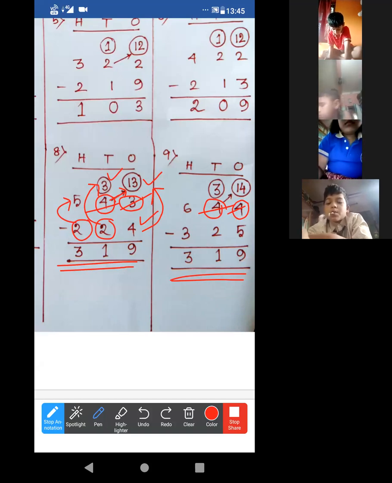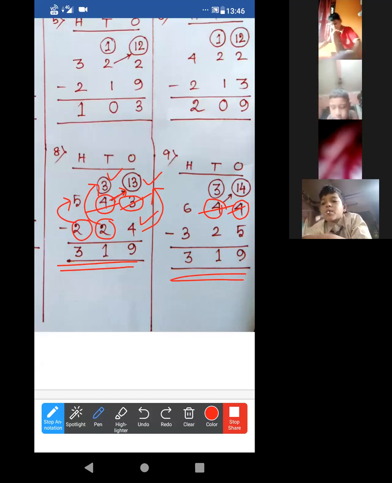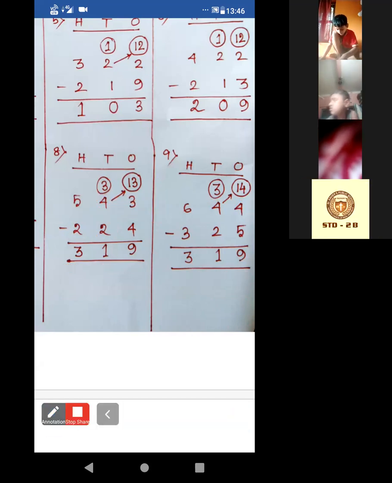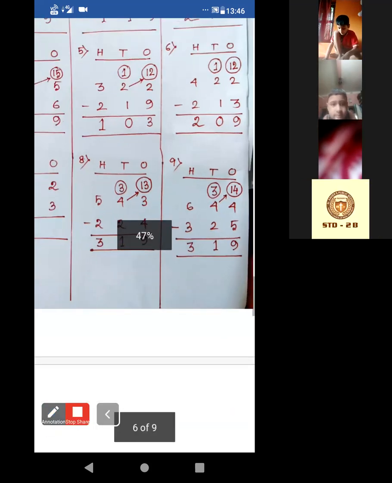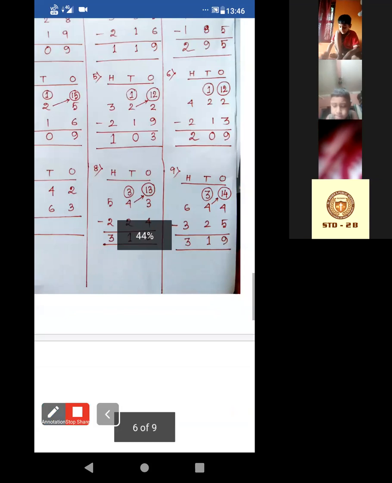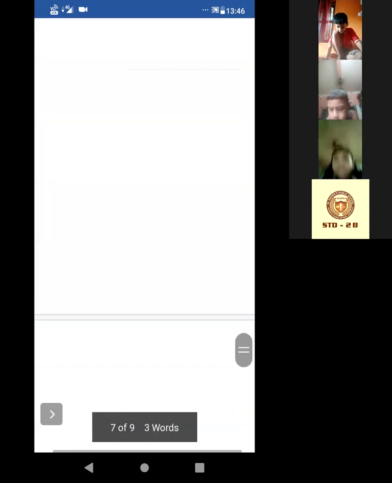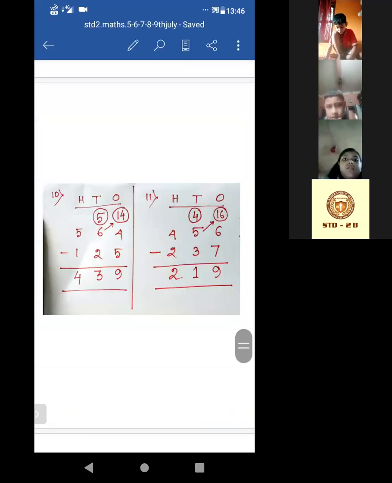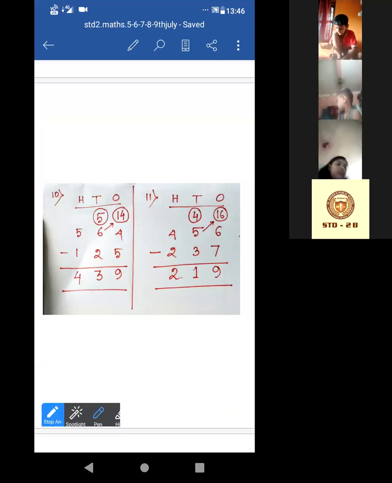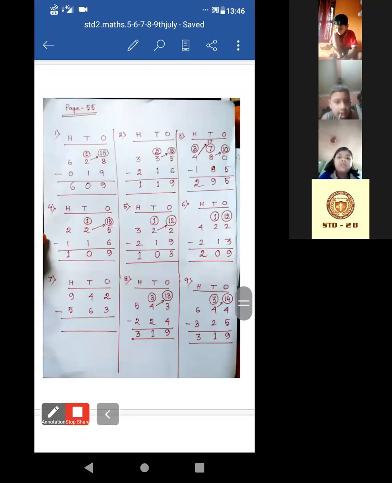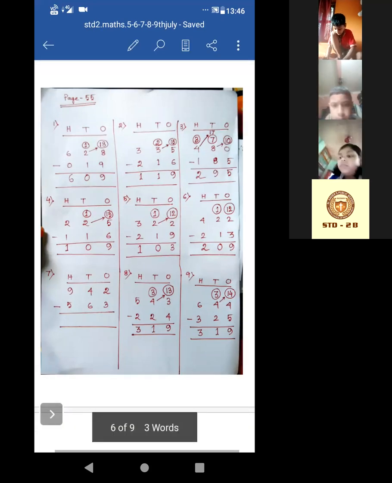Completed. Those who cannot complete, now let me show you the full page, the full screen. There are also 2 more sums, 10 and 11. Tomorrow I will do 10 and 11. Complete up to this, only up to 9 today. Understood?